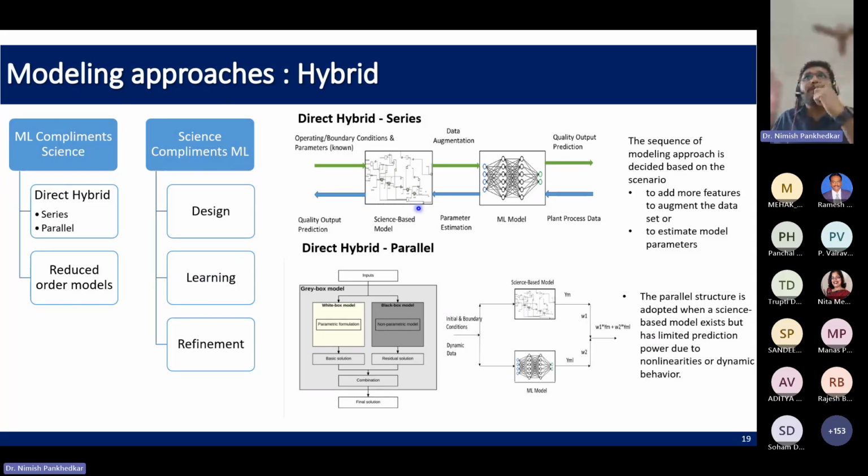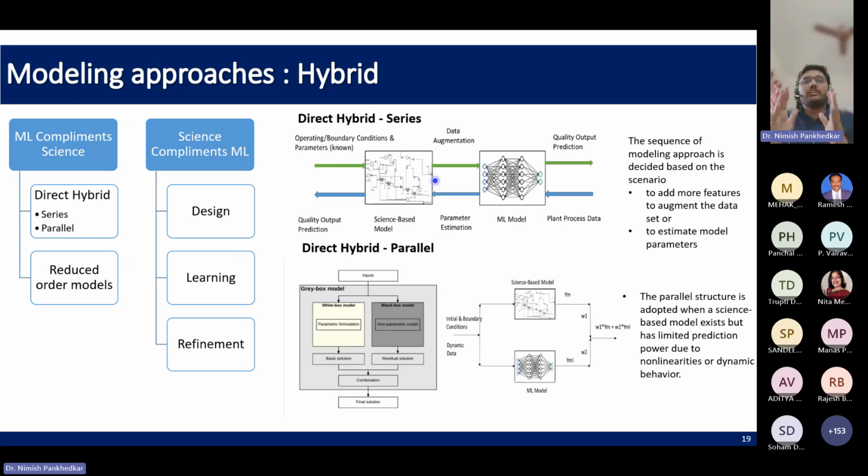So let me give you an example of a direct hybrid, a series approach to combine data and science. Let us say I have a science-based model, and there are again two approaches. You can use science first and then data, or data first and then science. If I go from left to right, I'm using the science-based model first. I have my operating and boundary conditions. I know all the parameters. I'm developing my model, which is giving me data. I'm using data augmentation and then training my ML model based on this data.